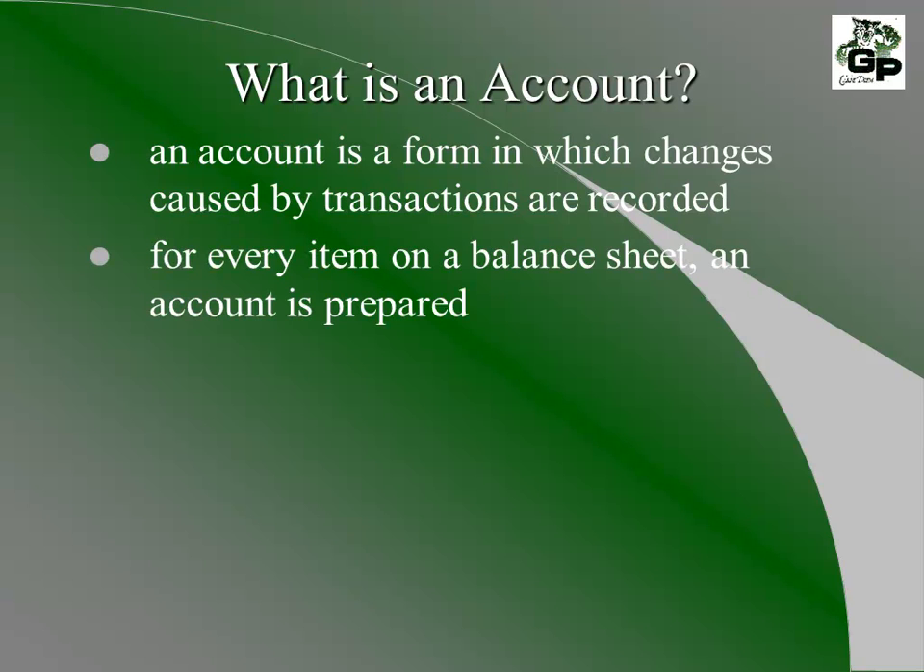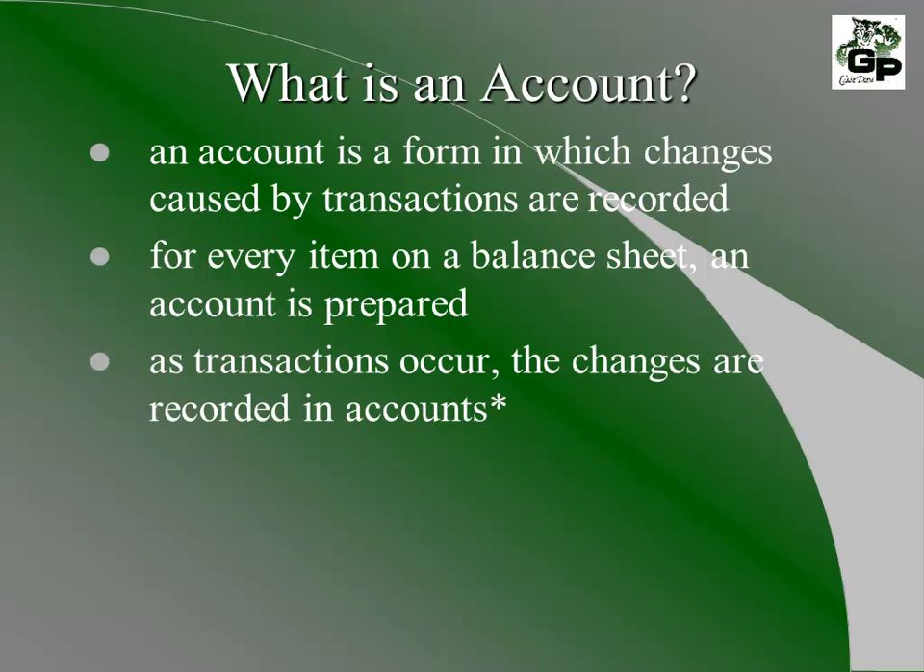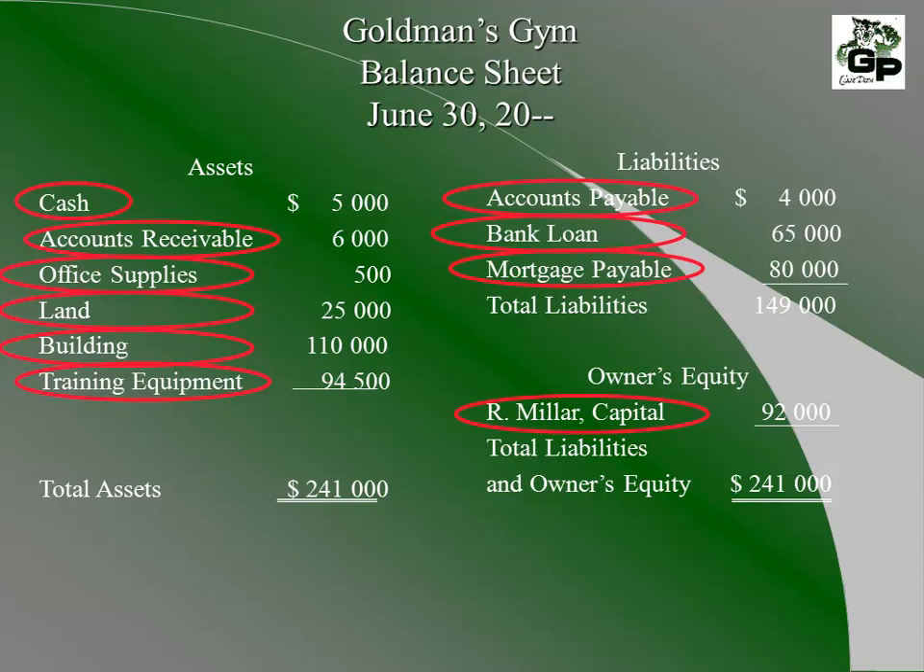For every item on a balance sheet, an account is prepared. So if you recall, all the asset accounts, liability accounts, and owner's equity accounts, each of those has to have its own account. As transactions occur, changes are recorded in these accounts. So we can see on this screen an example of Goldman's Gym, their balance sheet of June 30th. All these items highlighted in red are accounts, and these are the ones that are affected by day-to-day transactions.